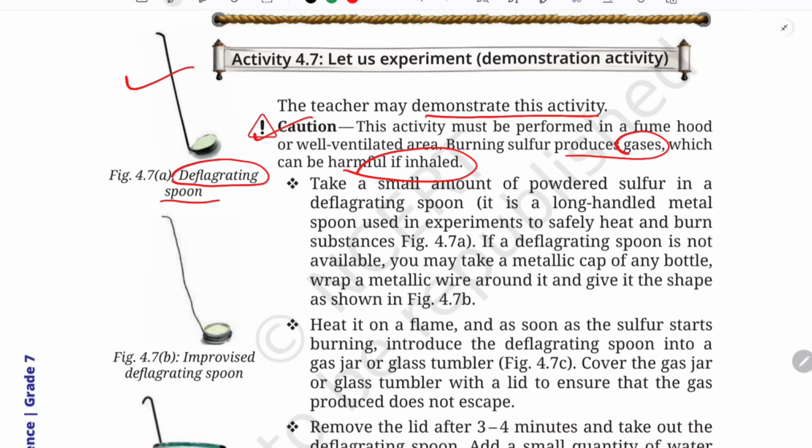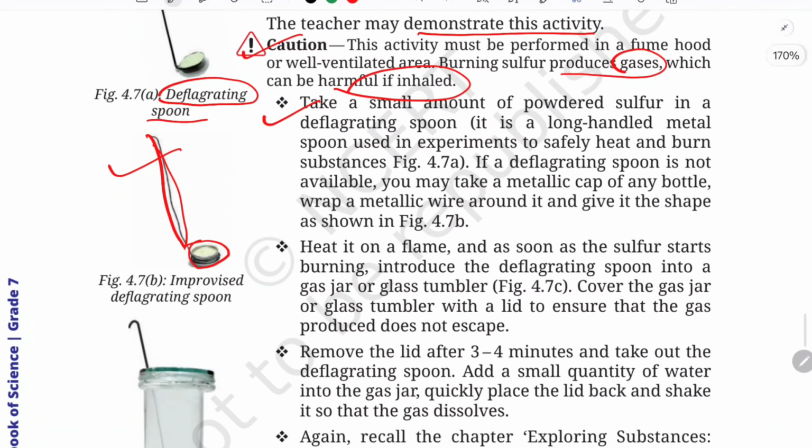Deflagrating spoon. Okay, and if you don't have this deflagrating spoon, then what can you do? You can use a metal wire, and you can use a metallic cap of a bottle or anything. Okay, it should be metallic, and you can use that in order to do this experiment. So this is what has been written here, because we are going to burn this.